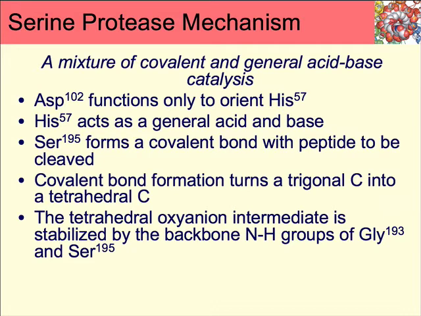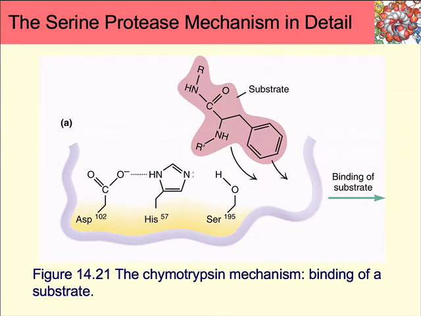The covalent bond formation turns a trigonal carbon into a tetrahedral carbon, and then the tetrahedral oxyanion intermediate that you'll see in a couple of places in the enzyme mechanism is actually stabilized by the NH groups of glycine 193 and serine 195.